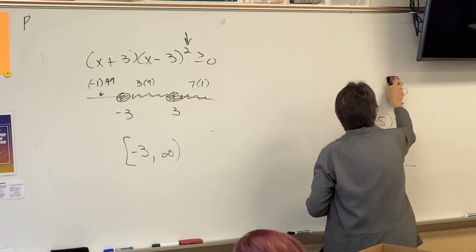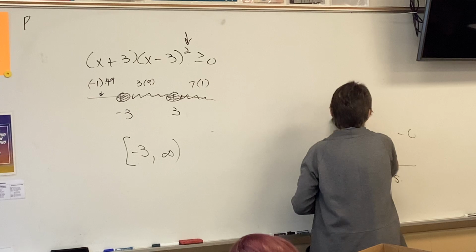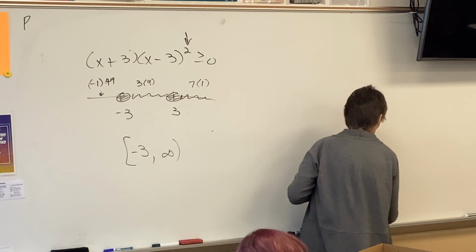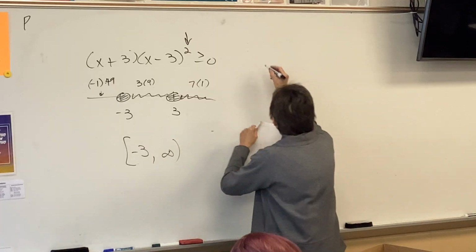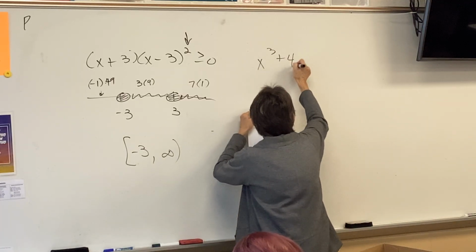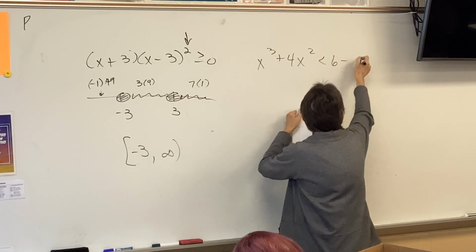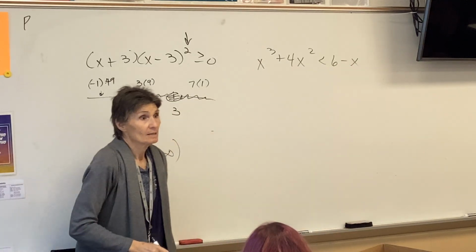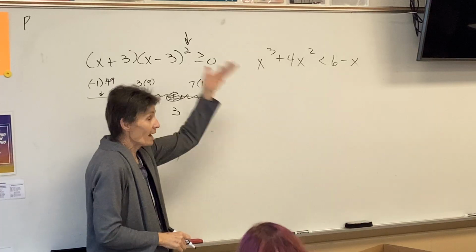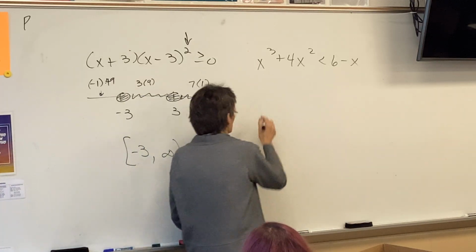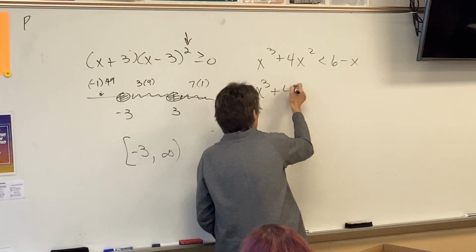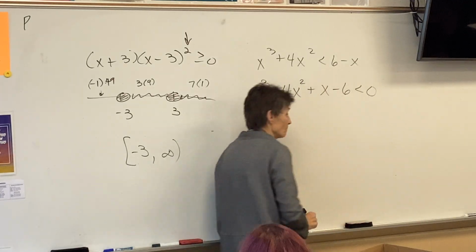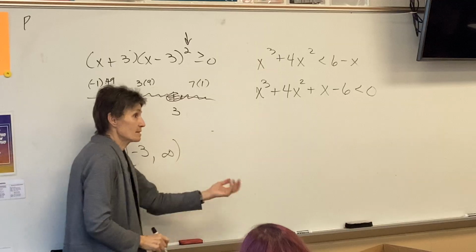What do we need to do with this last inequality, the letter D? Oh my goodness gracious. We have to have a 0. So you're going to add that stuff over. So x cubed plus 4x squared plus x minus 6. Do that carefully. Add x, subtract 6.